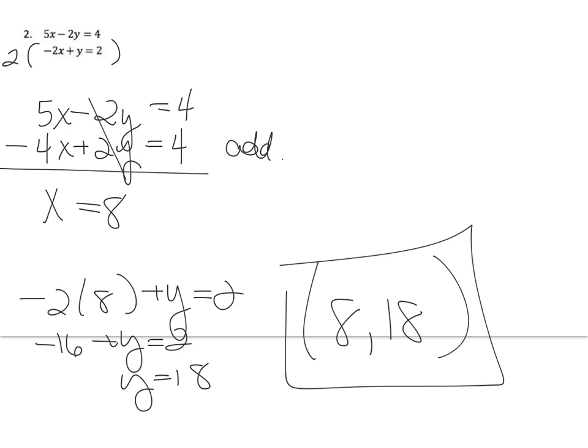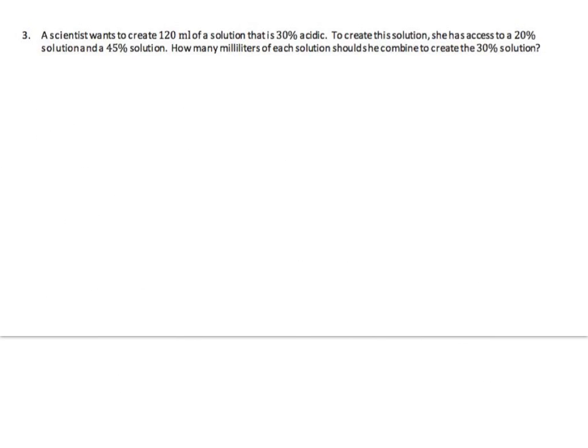You'll see with elimination, I multiplied this second equation by 2 and rewrote it right here. And then I added the 2 equations together. 5 plus negative 4, those cancel out, and 4 plus 4, I got 8. Plugged 8 in for one of the 2 equations. It honestly doesn't matter which one. And got y equals 18.